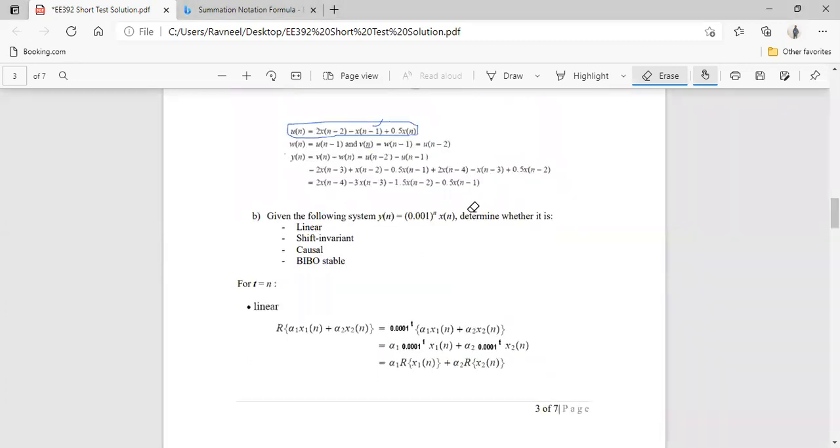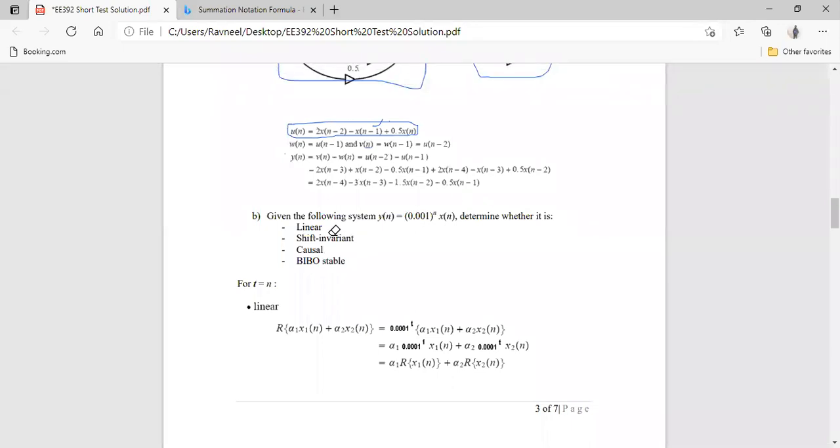The first thing when you are dealing with a linear system is to test for homogeneity and additivity. So you take this function and rewrite it in terms of, let's say, a test with constant multiplication, that is scaling up x of n. You multiply with a constant, so that would be the y1 of n.